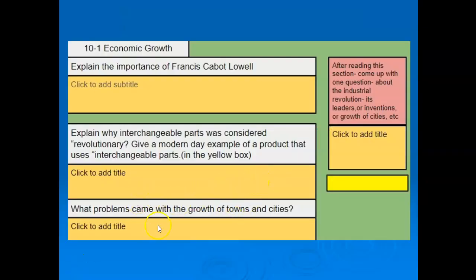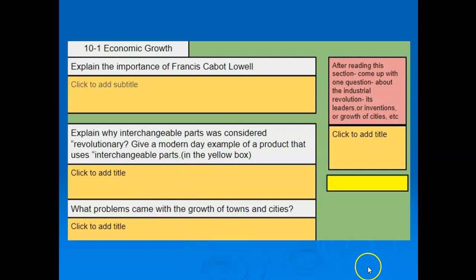All right, the last part here: what problems came with the growth of towns and cities? This is always interesting, and hopefully it drives you into learning more about this. But as we discussed, everything has a positive benefit and then a negative side. Even though the Industrial Revolution pushed forward the growth of small towns into larger cities, you also had what we call urbanization, but there are downsides of urbanization.